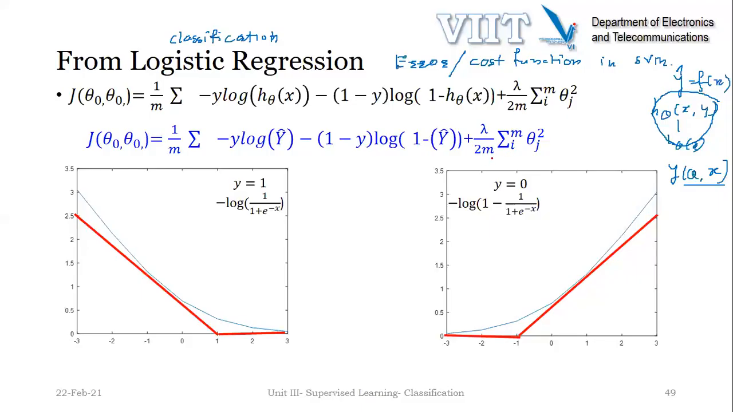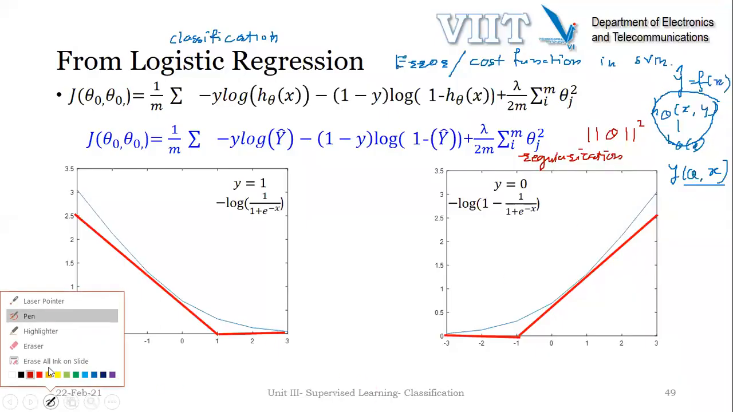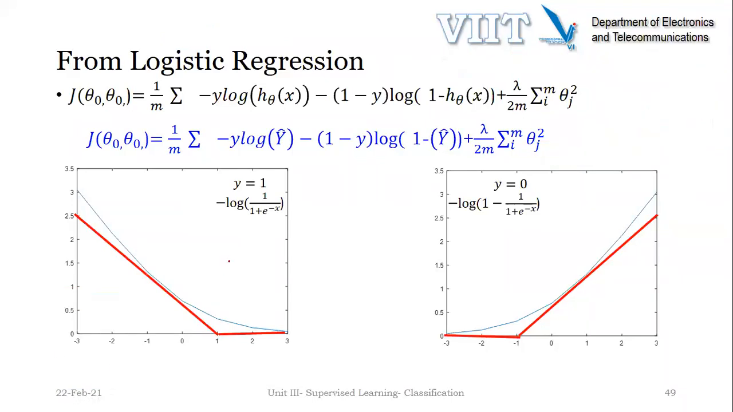It is lambda by 2m, where m is the number of samples, and we are taking the L2 norm of all the weights. So this is a regularization term. During practicals, when we do the program, I will show you how to regularize the model and how an overfitted model can be controlled. It's a very simple thing when it comes to Python, so let us not worry about it.